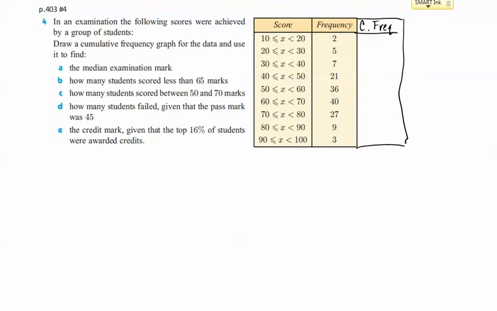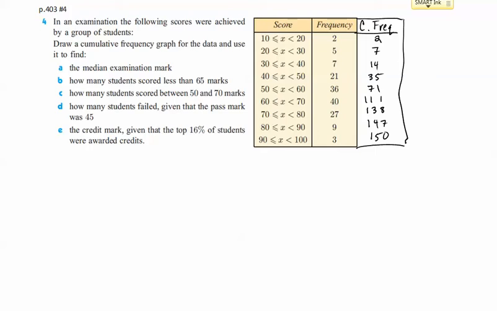All right, anyway, so I've got between 10 and 20 is 2. So less than 20 would be 2. Less than 30 would be 2 plus 5, which would be 7. 7 plus 7 is 14. 14 plus 21 is 35. Plus 36 is 71. Plus 40 is 111. 111 plus 27 is 138. Plus 9 is 147. Plus 3 is 150. So it's nice that we got a nice clean number there, 150. And hopefully that will help us as we're creating our numbers here.